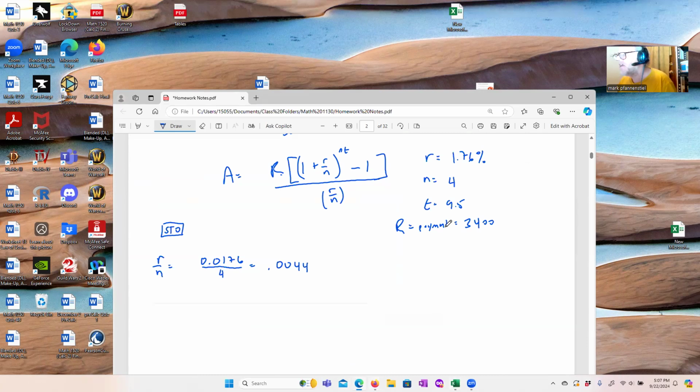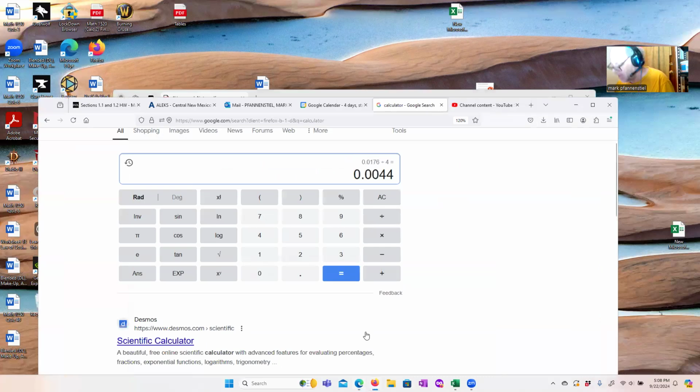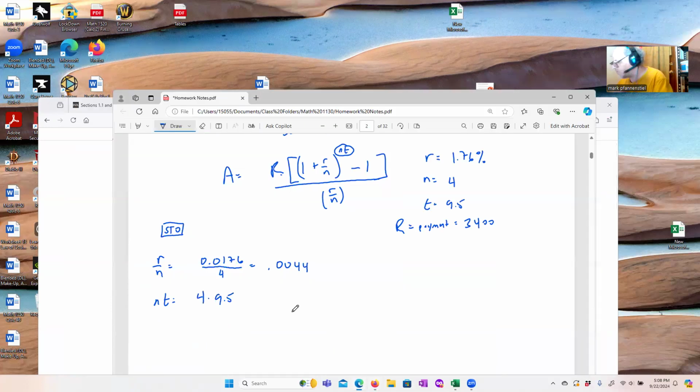Before we go into that, I would like to know, what's NT going to be? We have 4 quarters times 9.5 years. I'll write this down so I don't have to keep going back and forth. Let's go back to the calculator. 4 times 9.5 equals 38. Delightful. So NT is equal to 38, and we'll go back over here where we are. This was equal to 38.